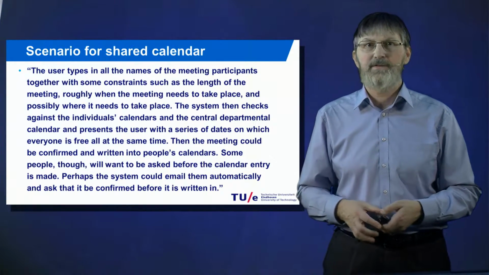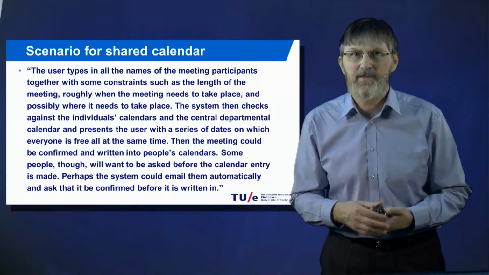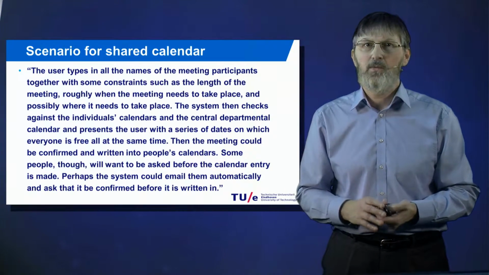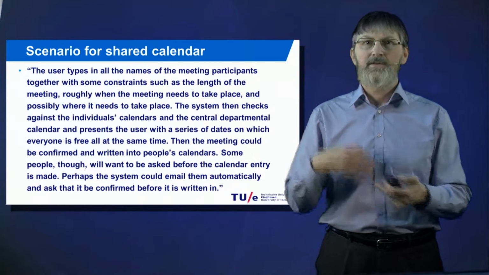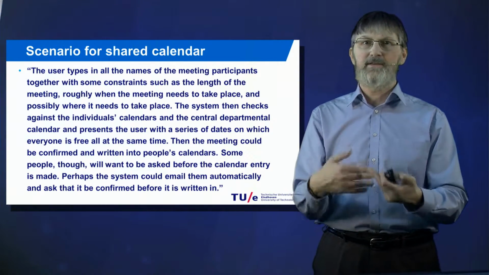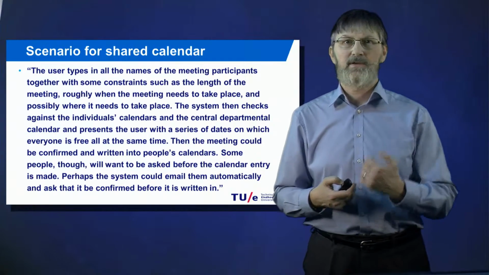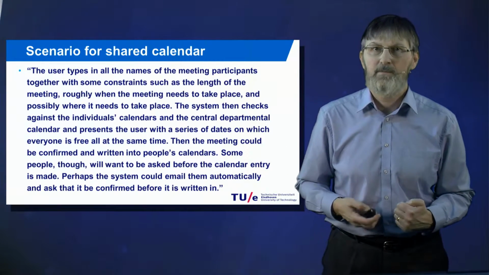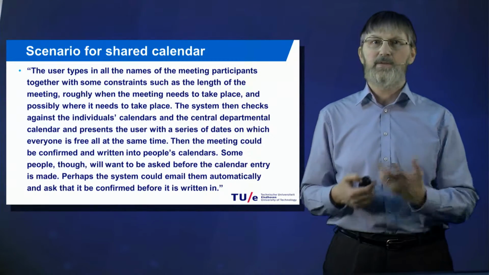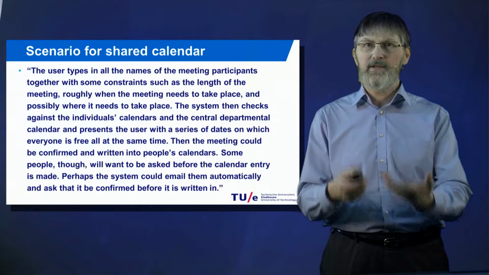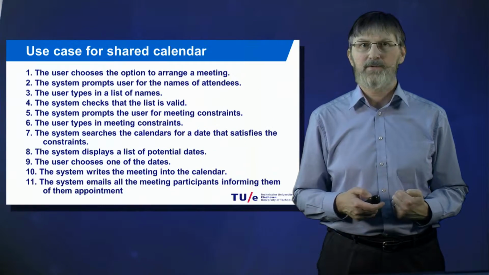Here is an example of a scenario for a shared calendar. You don't have to understand everything in the story, but it's about a user who wants to schedule an appointment with a group of other people. And so the story describes how exactly this is done with a calendar system and how the users, the participants in the meeting are described and how a date is chosen, how the choice is made between alternatives. And it's a very concrete, understandable story which doesn't really say what the interface should support.